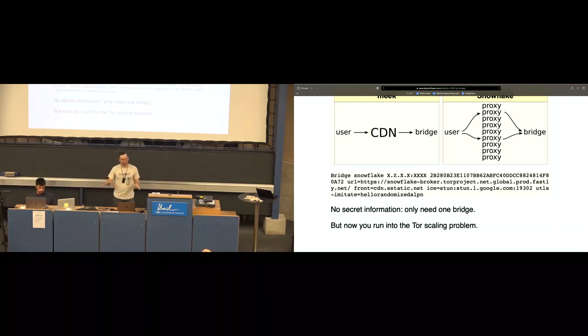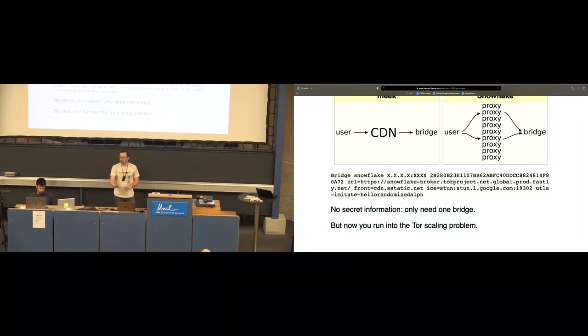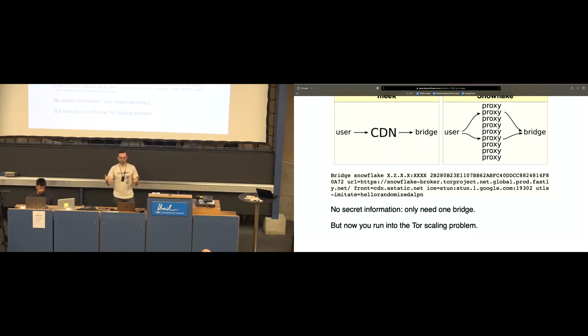The thing about this bridge line is that there's no secret information in it anywhere. You can show this whole thing to a censor, and it doesn't give them an advantage in blocking the system, right? Because they actually want to try to block access to those proxies, because that is what you are actually directly connecting to. So there's a key difference. It's nice about this that we don't need to keep secrets. You know, it's kind of a different paradigm. It gives us some different tools to play with. You only need one bridge, but that brings us to the Tor scaling problem. So that's the genesis of this whole system.